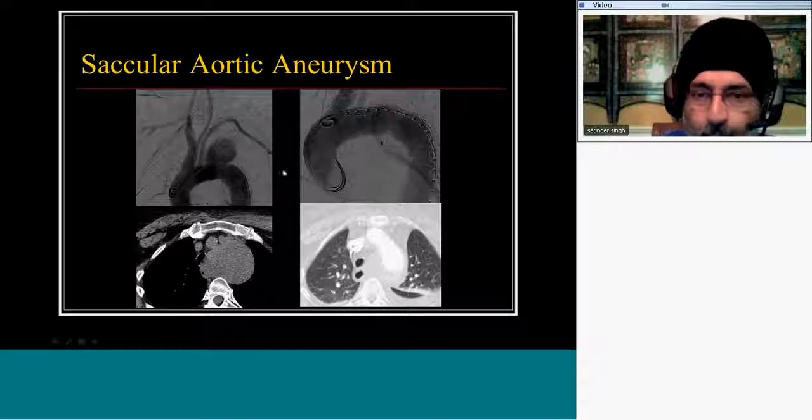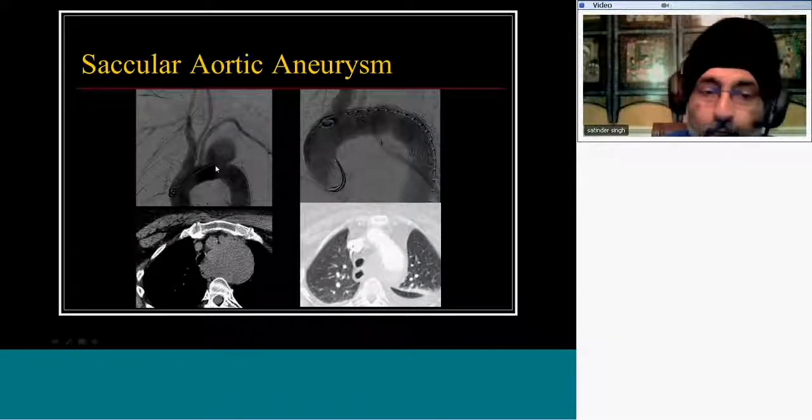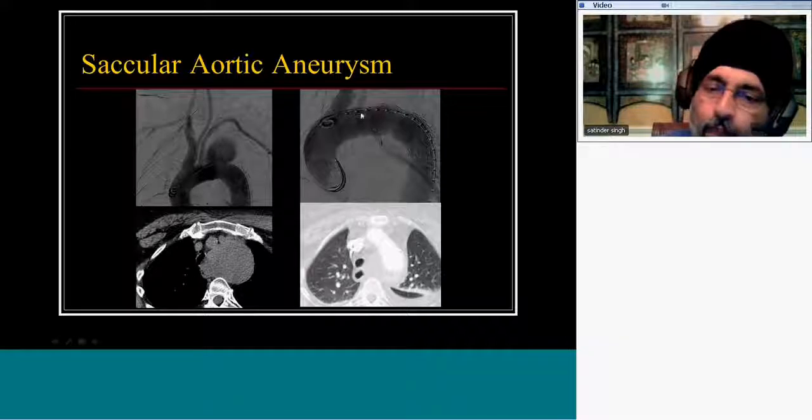non-atherosclerotic endostent treatment. Here is an example of a saccular aneurysm of the aortic arch, actually descending aorta, just beyond the origin of the subclavian artery, which was treated with the endostent. This aneurysm was actually causing mass effect on the adjacent trachea and esophagus, and after the stent graft treatment, that mass effect has also disappeared.